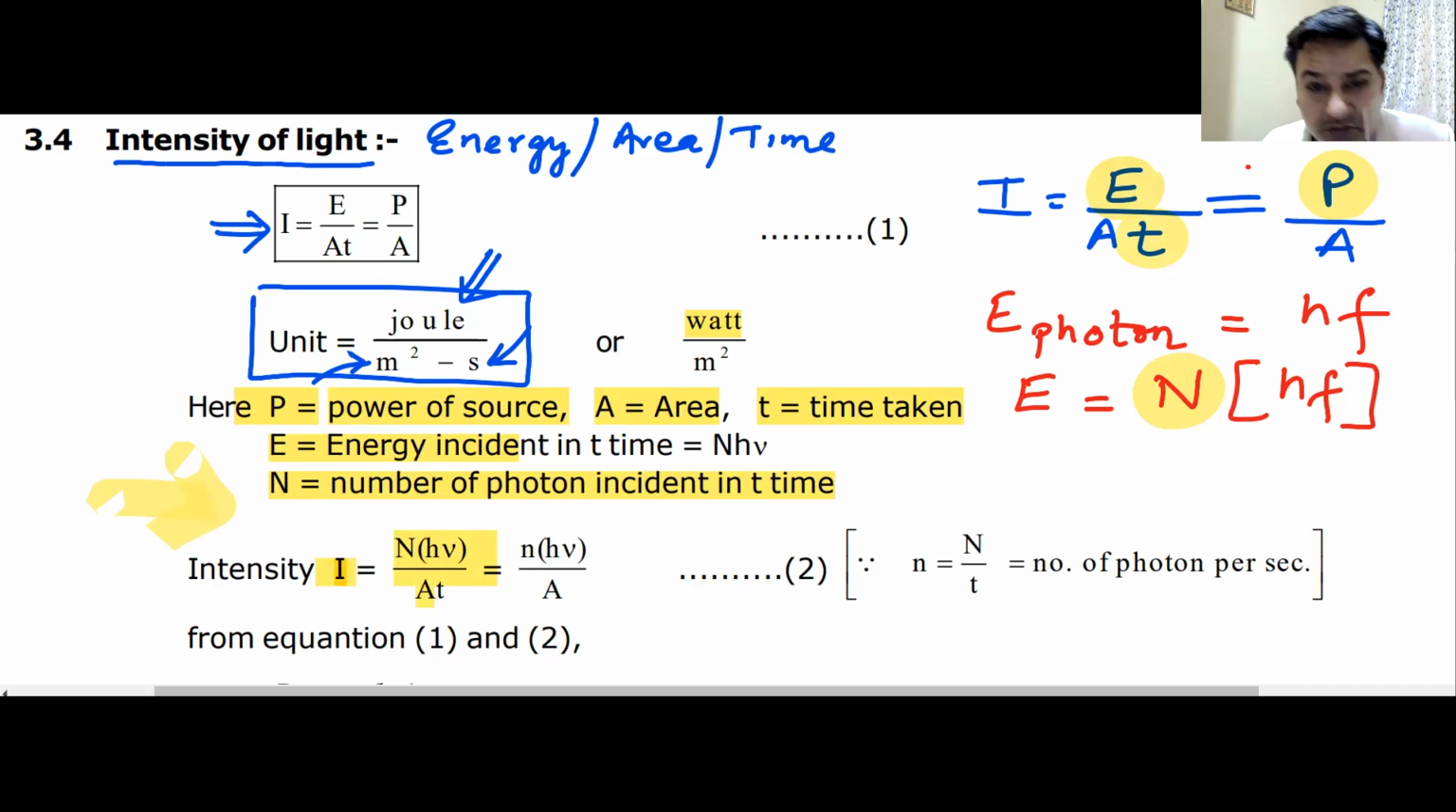Now, sometimes instead of giving you the total number of photons which are falling, which is capital N, they give you small n. What is this small n? Number of photons per second. So that means it is capital N divided by T. In that case your formula becomes small n into HF divided by A. Do you remember this? Small n into H into F divided by A.